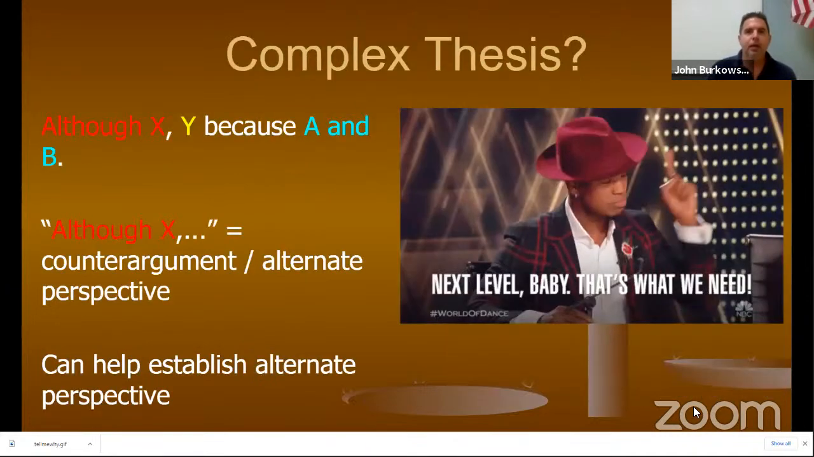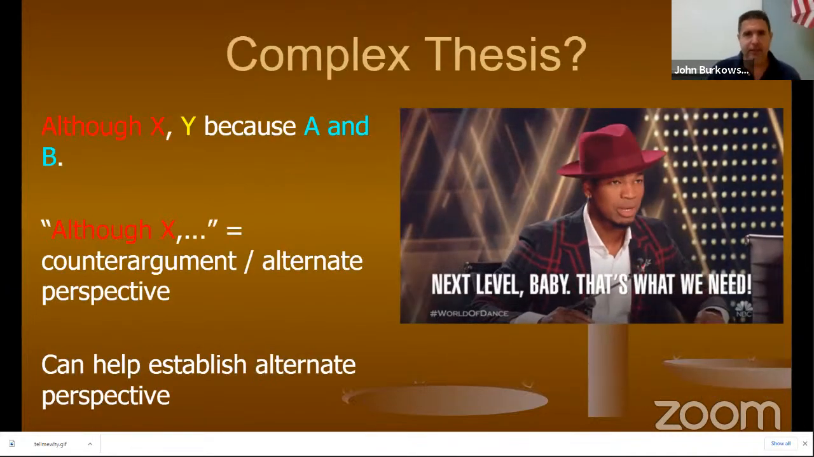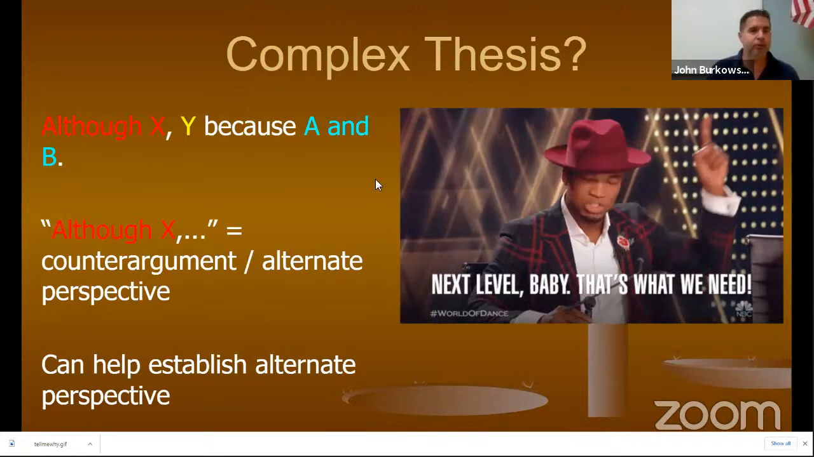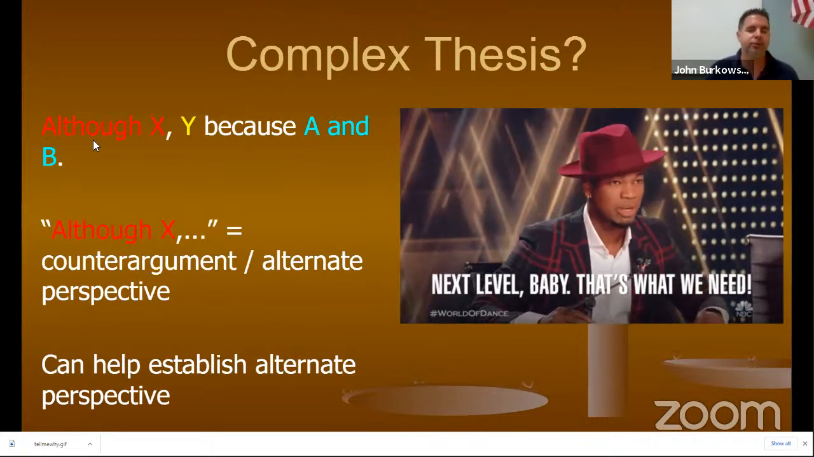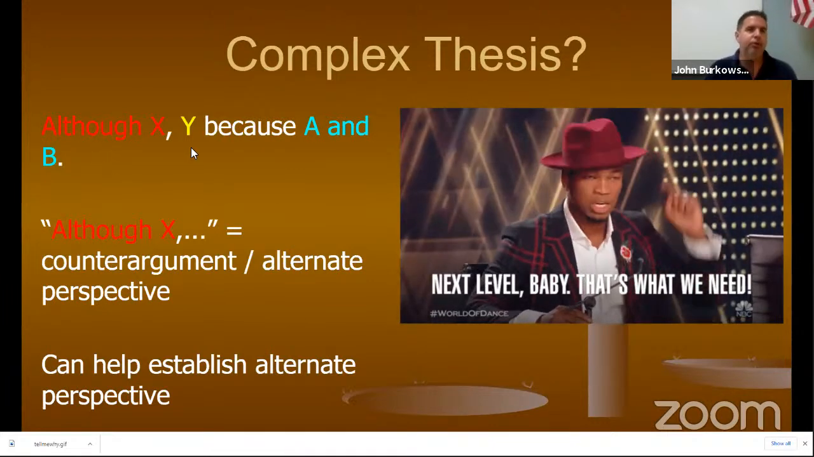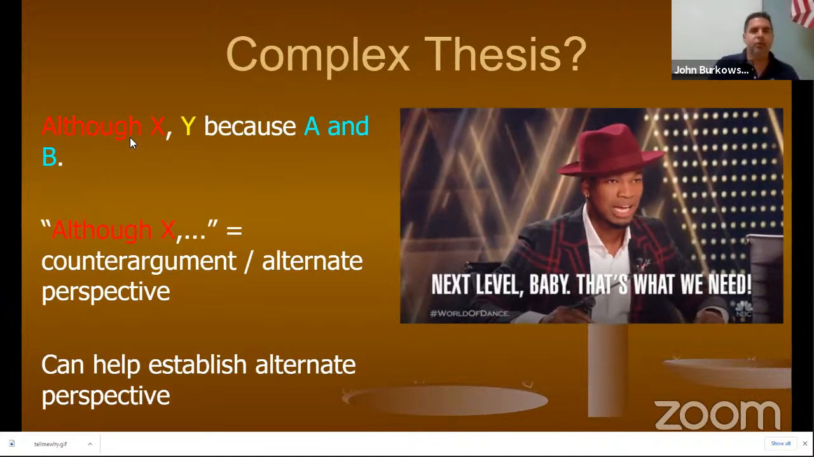Okay? So if you want to be a little bit more sophisticated, here's a complex thesis. All right, if you want to do that, that's where you throw in the alternative perspective. Although X, you could start off that way.